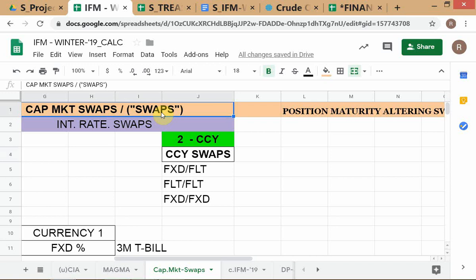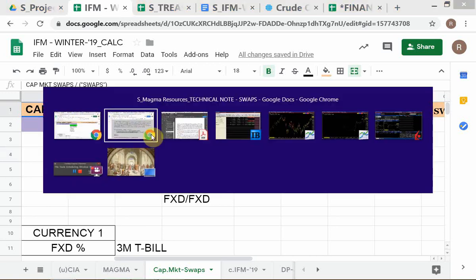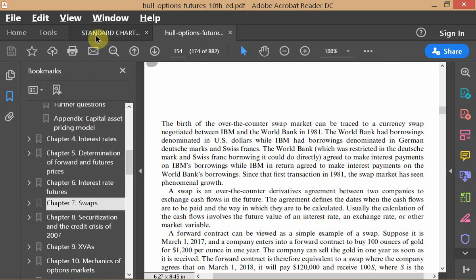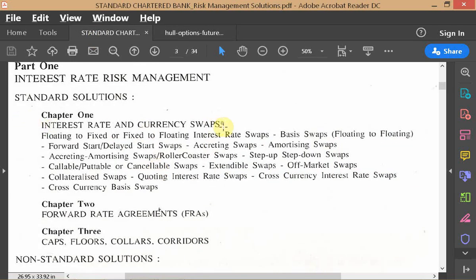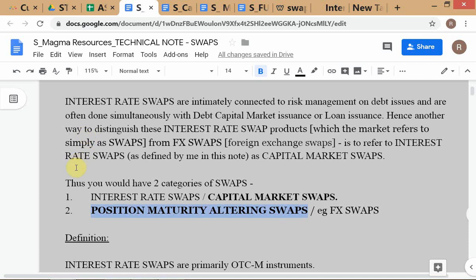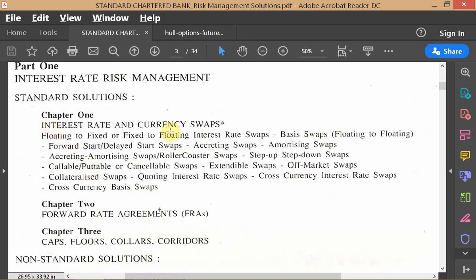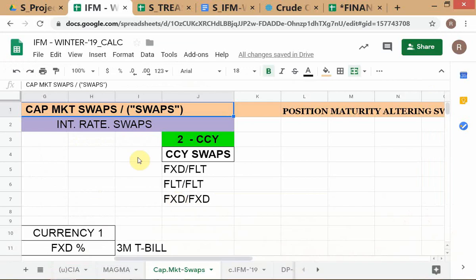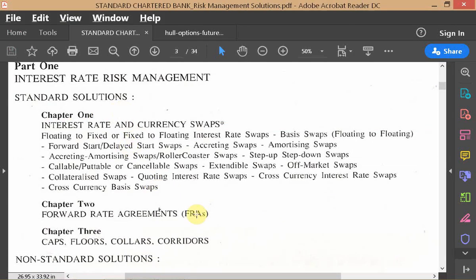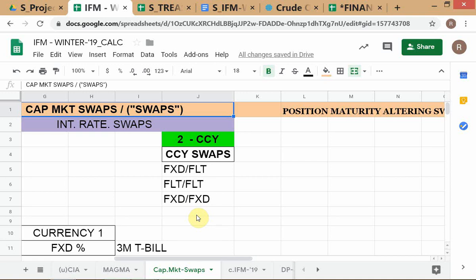The market talks about two types of swaps. When they say swaps, they are referring to these kinds of transactions: interest rate and currency swaps, such as basis swaps. All these interest rate and currency swaps are what the market is referring to as swaps, which you can see discussed in chapter 1 over here. This you will find in your finance reference folder from your IFM days.